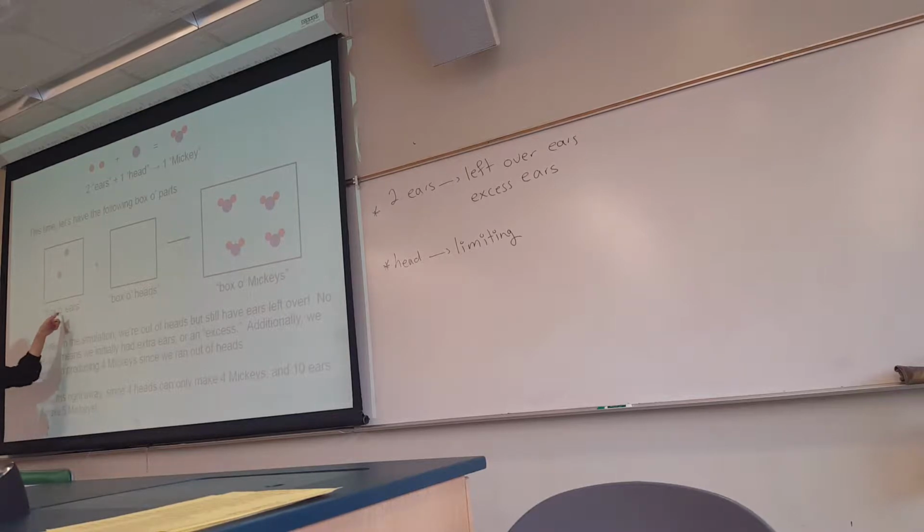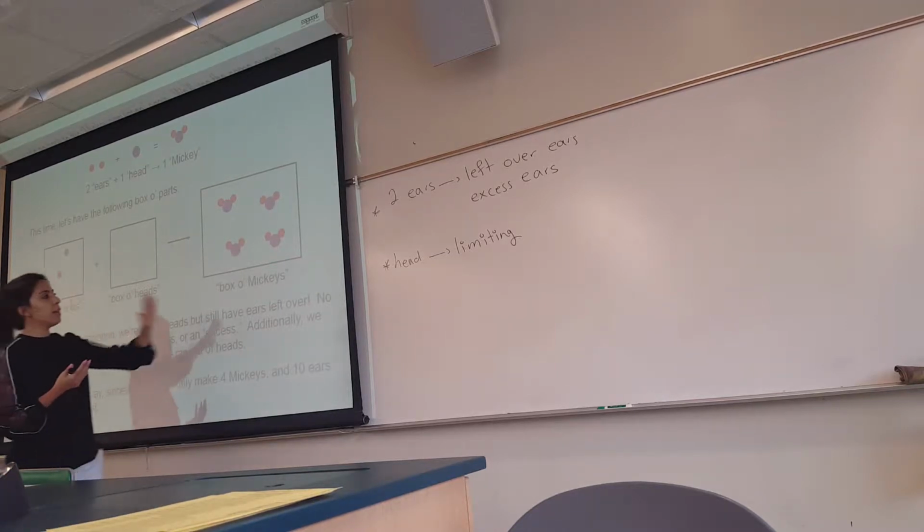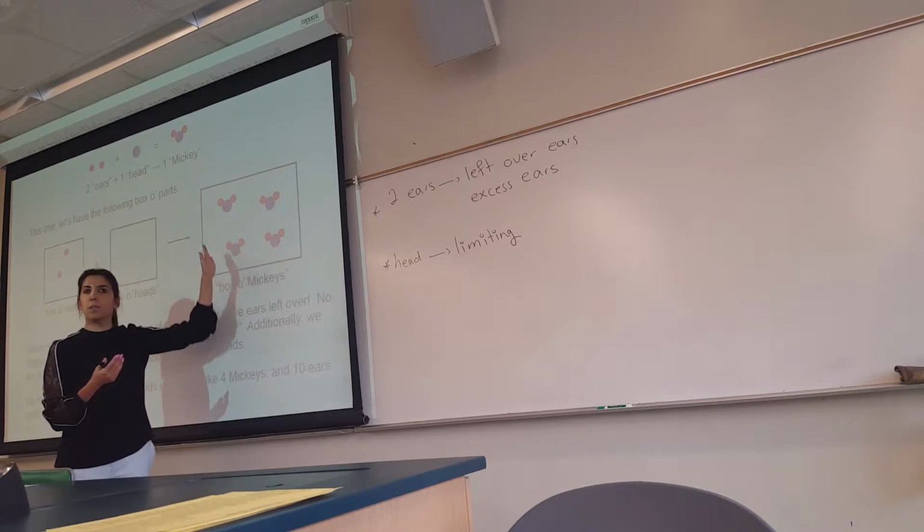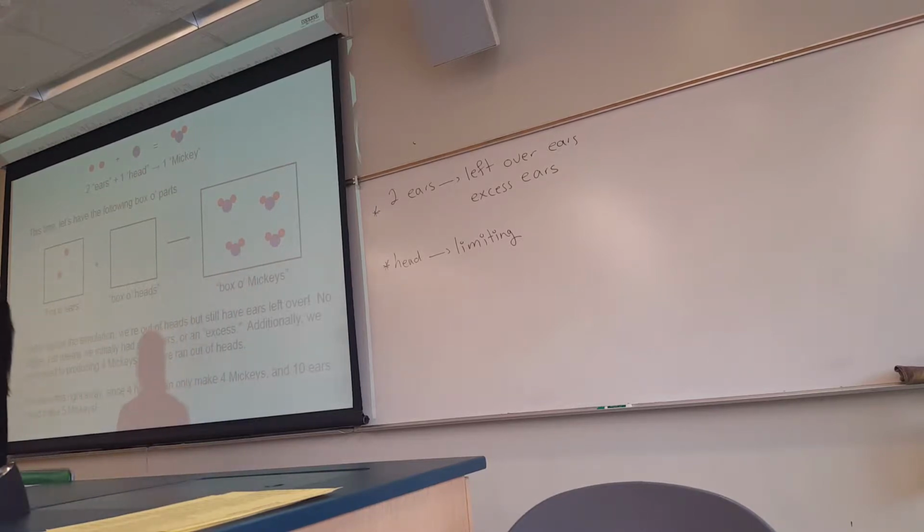Now, why do I call this limiting and excess? These two are my reactants, if you look at it as a reaction. So ears are going to be your excess reactant, and head is going to be your limiting reactant. So when we talk about limiting and excess, it's all about your reactants. Now, what's important here is that the number of products that you're gonna get depends on, and is controlled by, your limiting reactant.